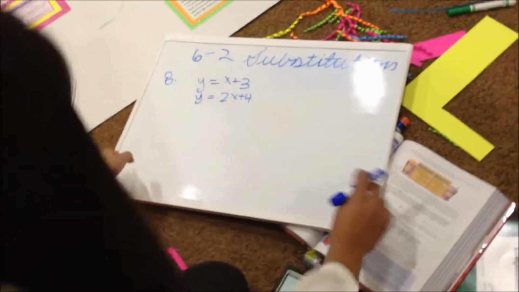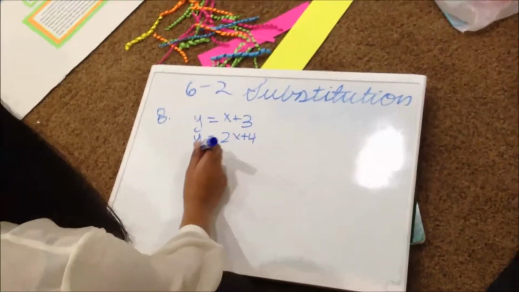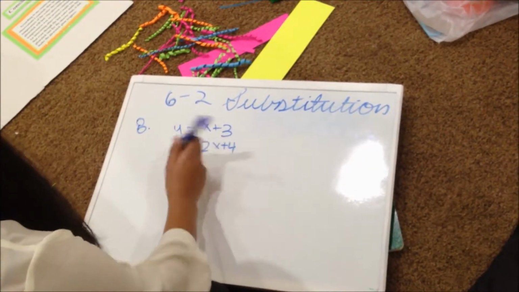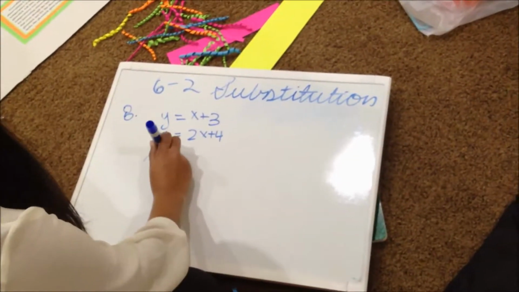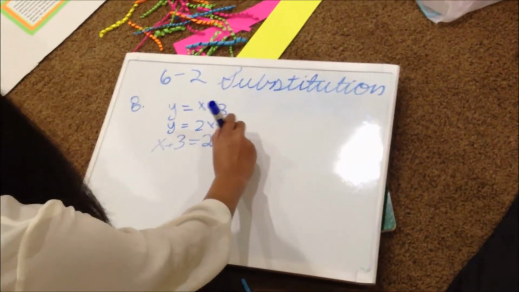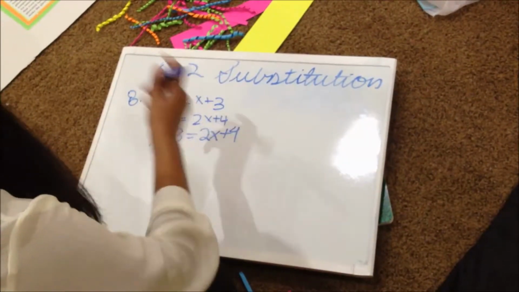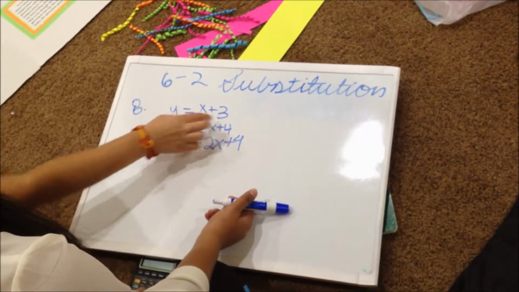Okay, well, what you do is first you take x plus 3 and then you put it in for y. So basically I would put that here. Yeah. So you would put x plus 3 equals 2x plus 4, because you would just put in the x plus 3 for the y. That's because y equals that. And so that's a y too, so I can just put that there.